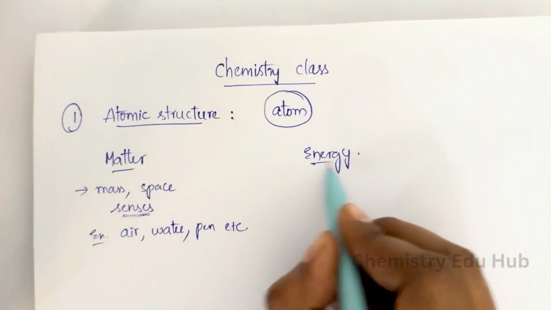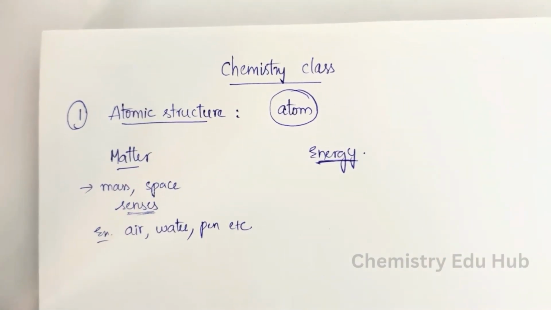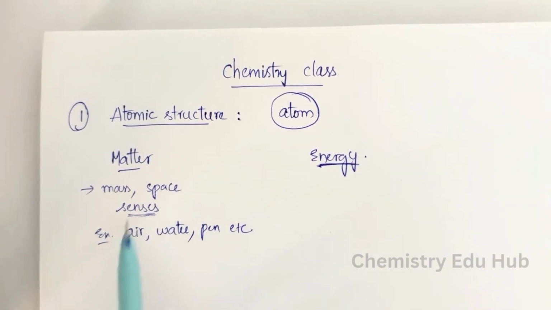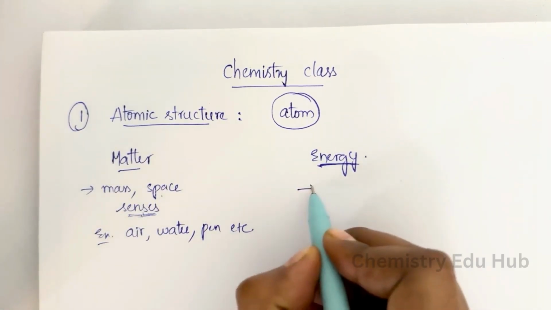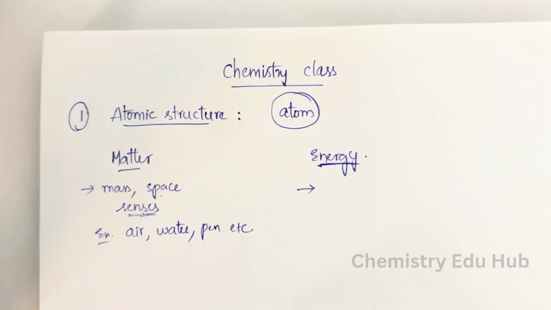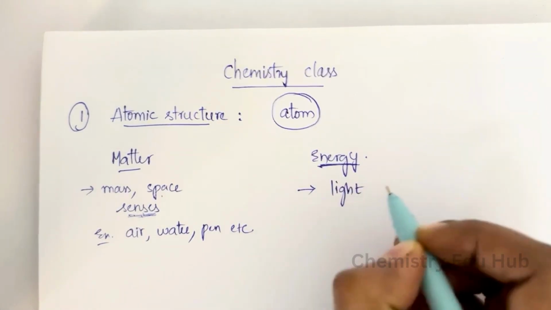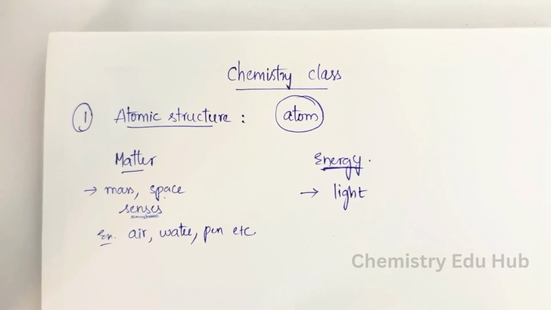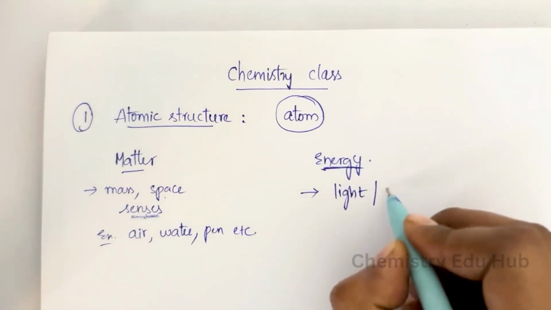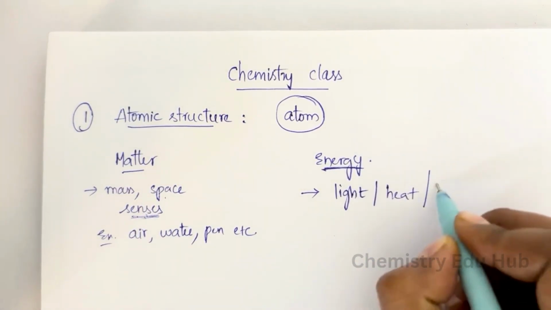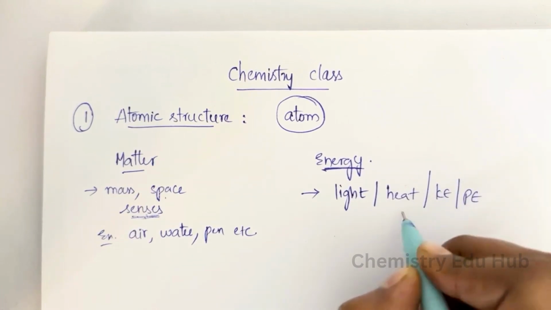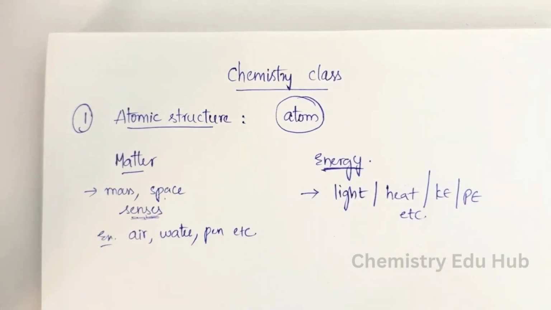Now what is energy? Whichever does not satisfy the three characteristics of matter comes under energy. Energy will not have mass, it will not occupy space, but we can sense it through our senses. Like light energy, you can see it, but you cannot hold it, and it will not occupy any space. Or heat energy, kinetic energy, potential energy, etc. These are all forms of energy.